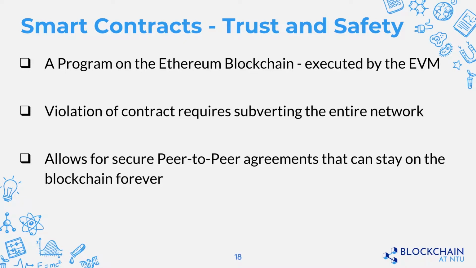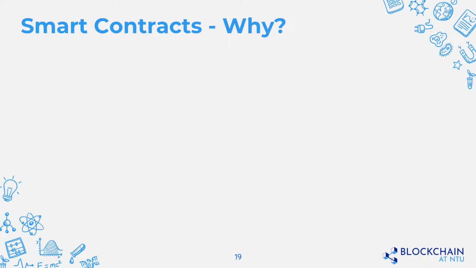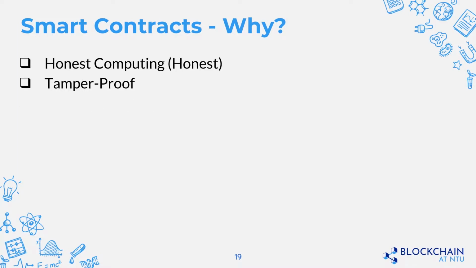And this basically allows for secure peer-to-peer agreements that can stay on the blockchain forever. Whatever code is in your smart contract is actually displayed on the blockchain, right? So if you go to the blockchain, you can check out whatever code is on the smart contract, and it's transparent for everybody to see. Okay? So for the reasons I mentioned, smart contracts are kind of like honest computing, and it's tamper-proof because of the security guaranteed by the blockchain.